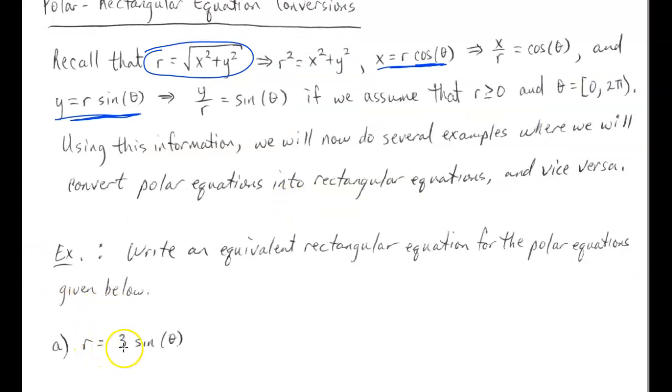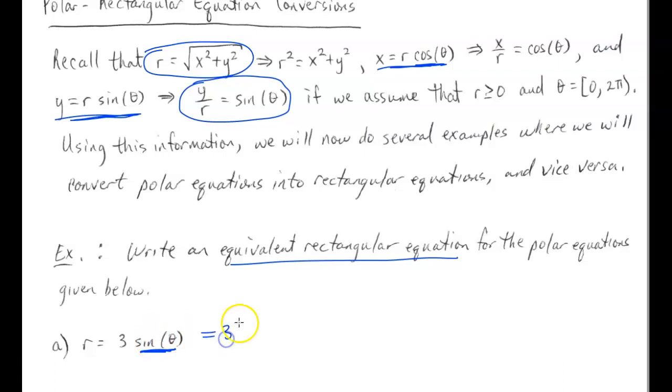So we see here that r is equal to 3 sine theta, and we want to figure out what the equivalent rectangular equation would be for this. Now, note that we have a sine theta here. And so we know that y is equal to r sine theta, but we also know that we could algebraically manipulate that equation to find out what sine theta is just in terms of y and r. So here I could say this is the same as 3 times y divided by r, or just 3y divided by r like that.